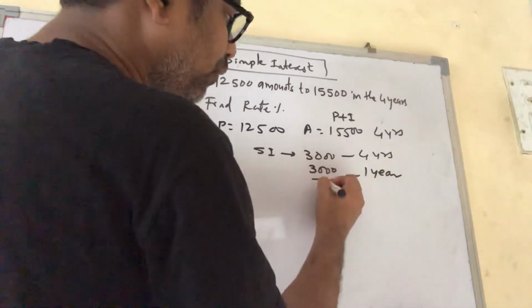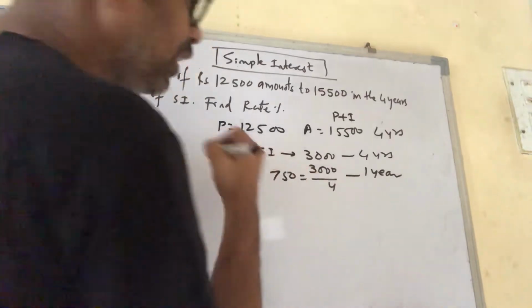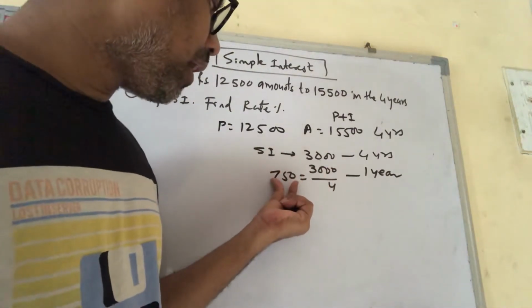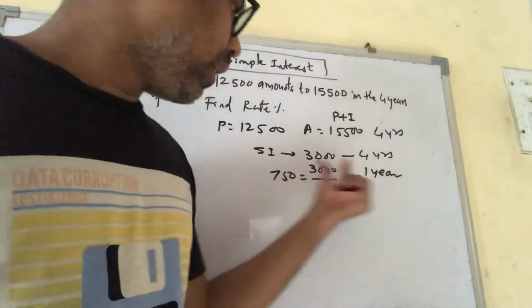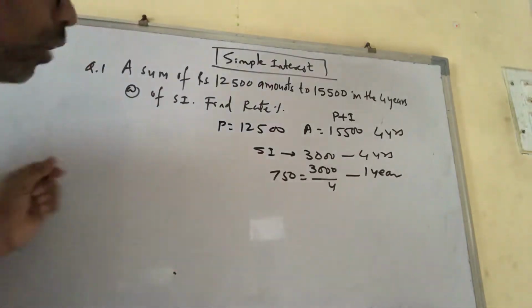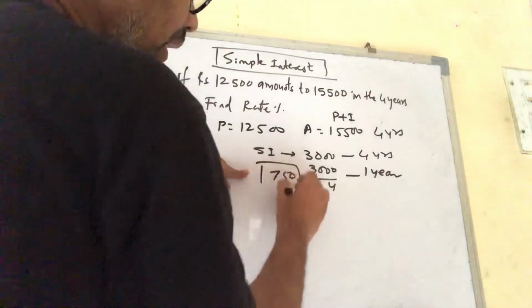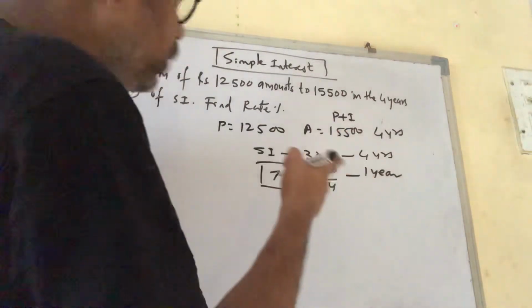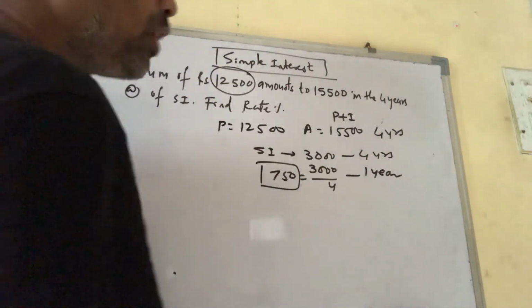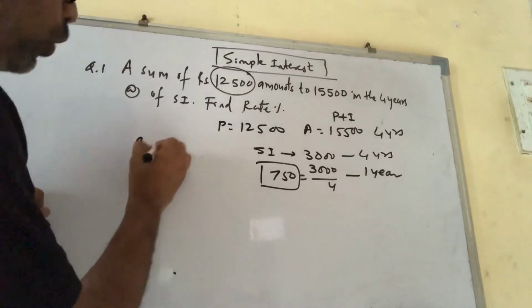3,000 divided by 4 is nothing but 750. That is for a year. So for 1 year I will be getting 750 as interest, that is per year. Okay. So this 750 as interest I am going to get on the principal amount. What is my principal amount here? 12,500.